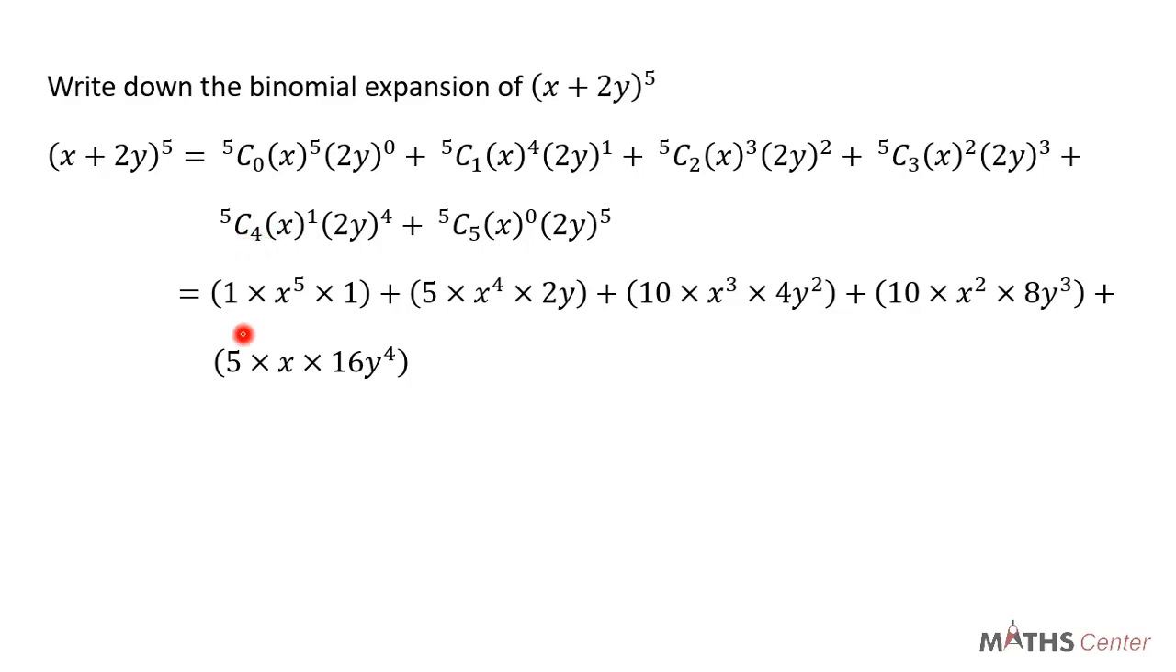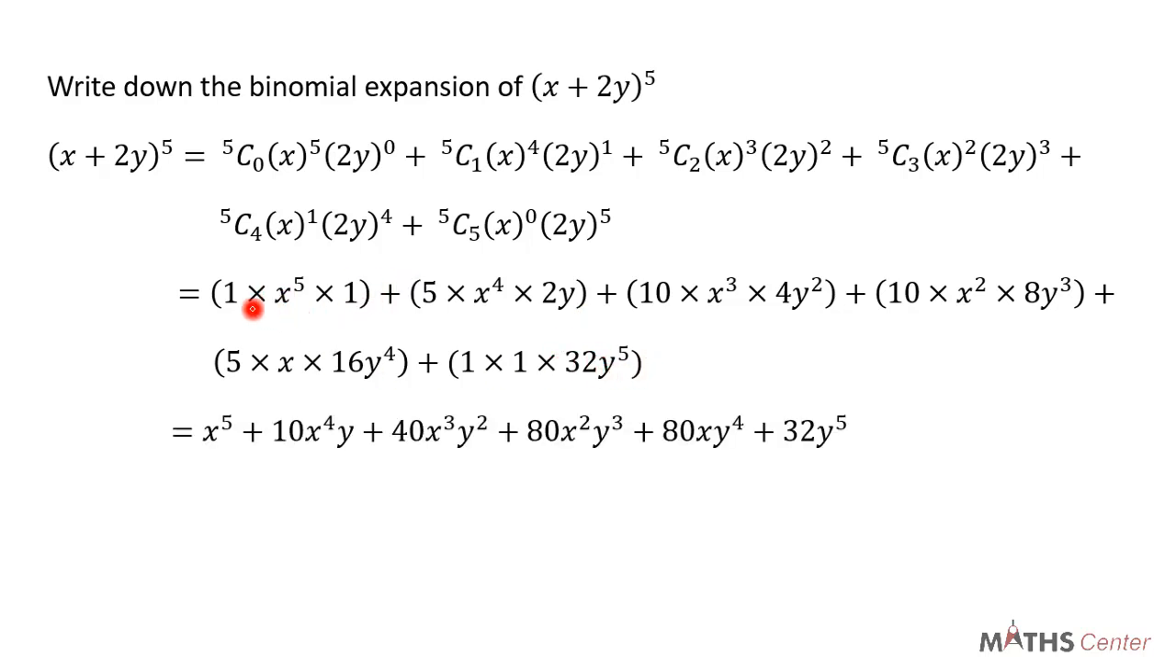5C4 is 5. x^1 gives us x. (2y)^4 gives us 16y^4. 5C5 is 1. x^0 is 1. Then (2y)^5 is 32y^5.